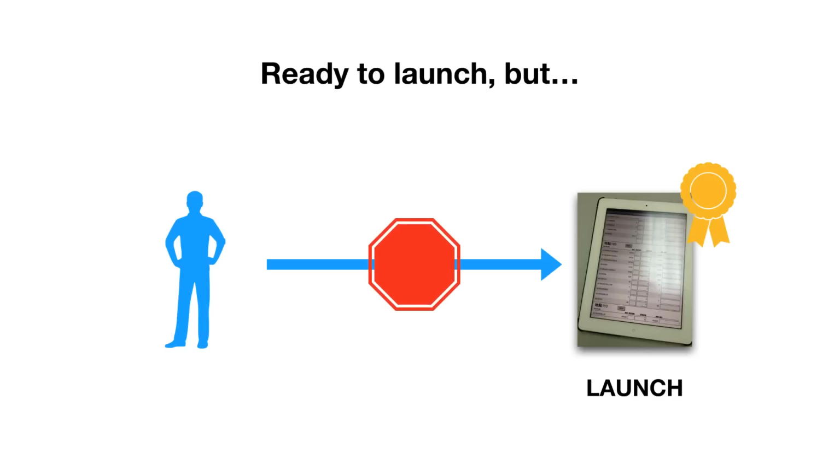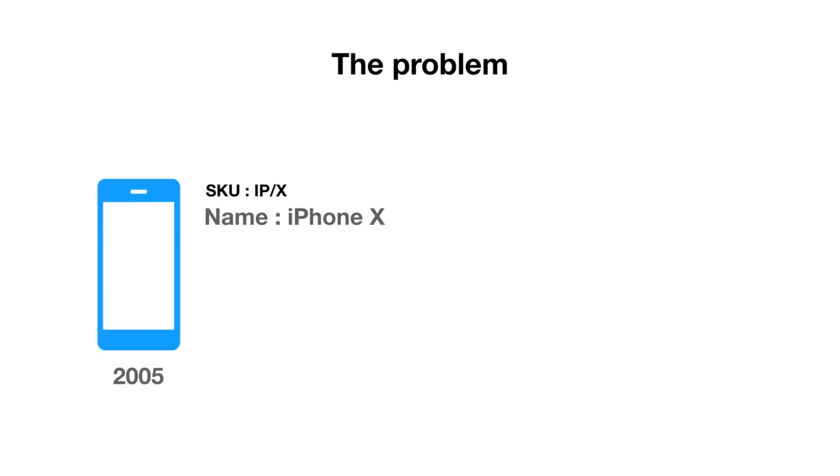But there was one problem stopping me from achieving this goal, and that problem was the large amount of historical data in the company. To illustrate this problem a little better, I was working in a manufacturing environment. We have a product name, for example iPhone X, and they also have a SKU, which is like a product code. For example, this is called IP/X.